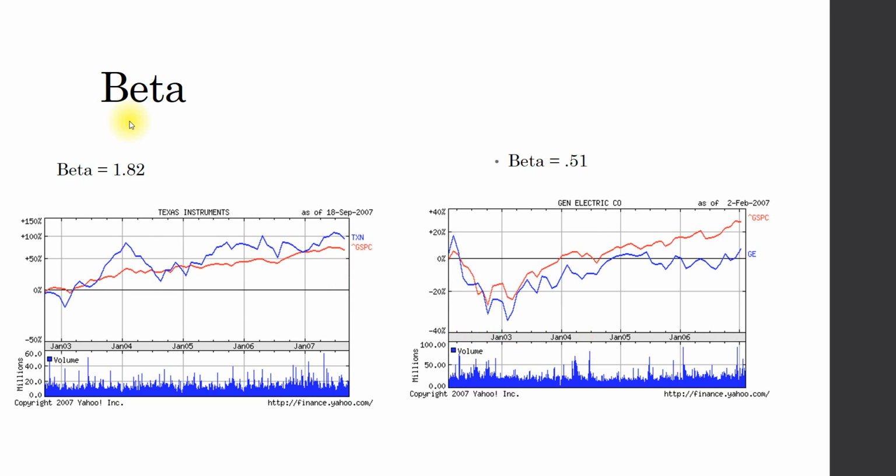So let's take a look at a comparison. Here we have a beta of 1.82 and here we have a beta of 0.51. Texas Instruments stock has a beta of 1.82. This red line here is the S&P 500 that the Texas Instruments stock is compared to. As we can see, when there are reactions in the market, this Texas Instruments stock relative to the S&P market has much more fluctuation. If we take a look at a larger stock like General Electric, we can see that these swings are a lot more minimized.